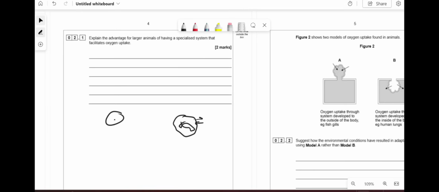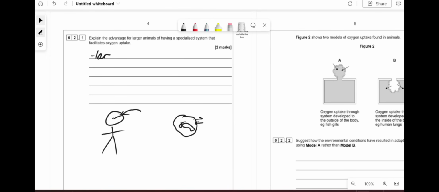Think about a multicellular organism. Oxygen can't really get in through the surface and reach the deeper parts of the body. That's just not really feasible because there's so much volume compared to surface area. Whereas here, there's so much more surface area compared to volume.